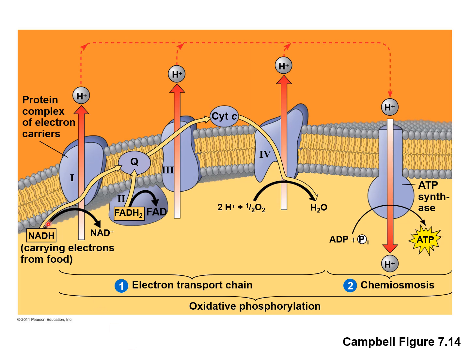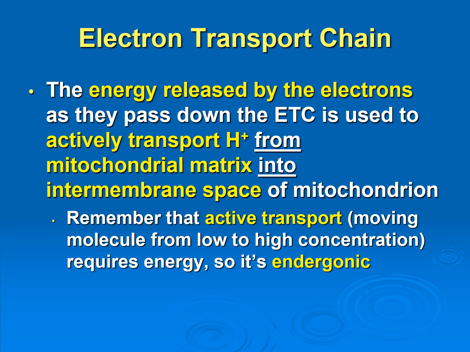So here we've got our electron transport chain in the inner membrane of our mitochondrion, and you can see our electron carriers NADH and FADH2 just dropping off the electrons. And as the electrons go down the electron transport chain, at the end here they're going to be dumped onto oxygen, and that will make water. The energy that's released by the electrons as they go down the electron transport chain is going to be used to actively transport hydrogen ions from the mitochondrial matrix into the inner membrane space of the mitochondrion. And remember that in active transport, we're going to be moving molecules from low to high concentration. So they're going to be going up the gradient. And that requires energy, so it's endergonic.